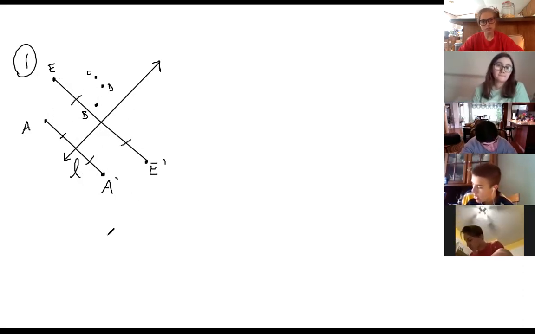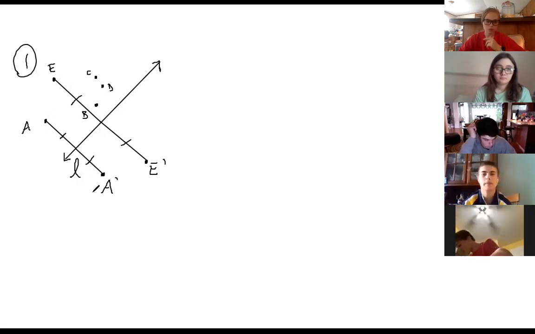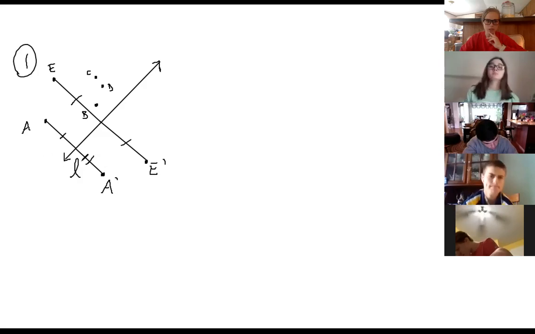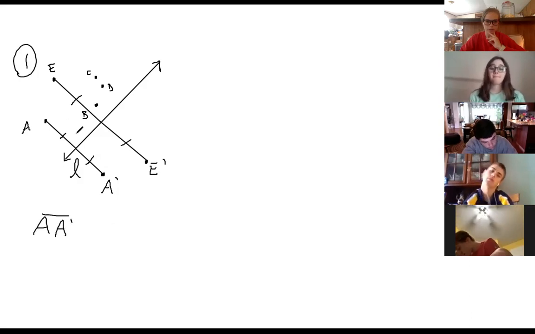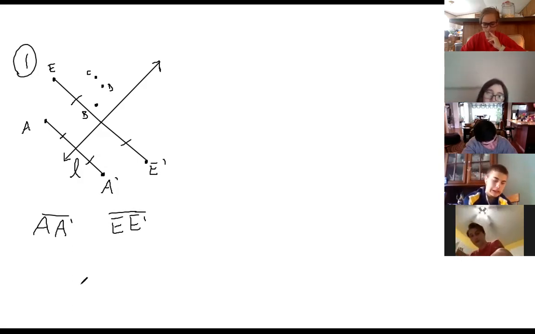These 2 segments should be congruent to one another. All right. Once you've drawn your perpendicular bisector, you're welcome to erase those lines there. If you keep the line segments there, that's fine as well. So I have now made segment AA prime. I've made segment EE prime. That's how I would name these segments.